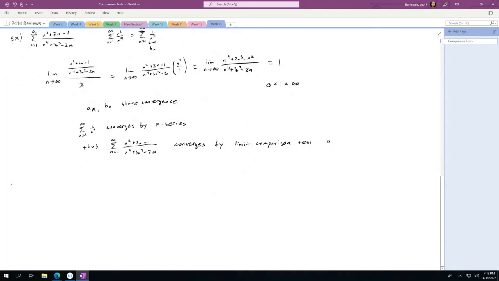Time for a practice problem. Go ahead and see if you can determine the convergence of the sum from 1 to infinity of (2n squared plus 3n) over the square root of (5 plus n to the 7th). And I'll give you a few minutes to work through that.